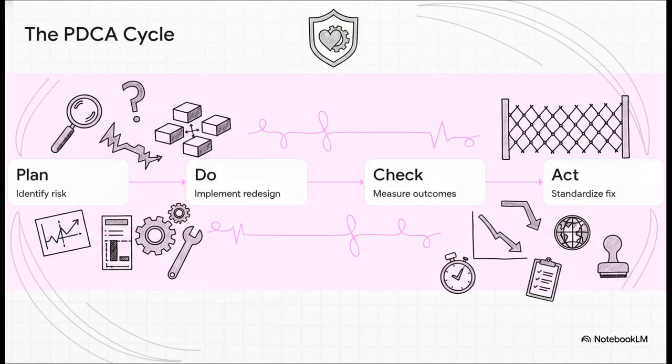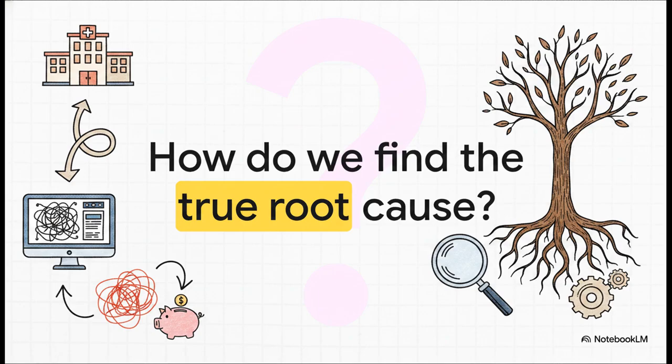You do by implementing a focused workflow redesign. You check by measuring if the error rate actually dropped. And then you act by standardizing that fix across the whole system. This literally embeds correction into your daily operations, so the large, complex system essentially heals itself over time. But before we can act and apply that fix, we have to ask ourselves a vital question.